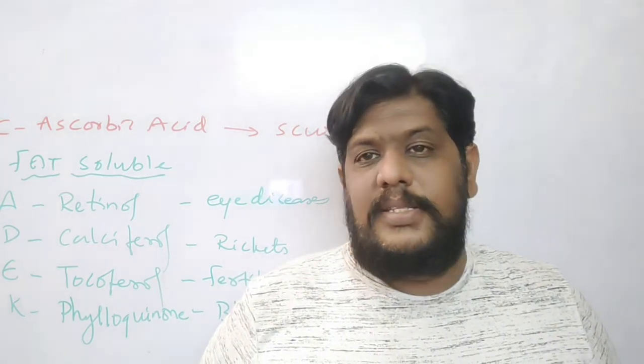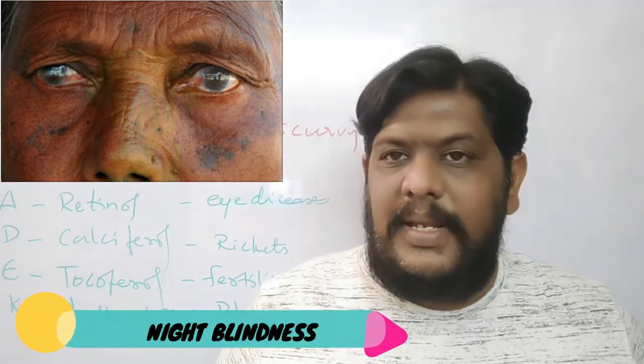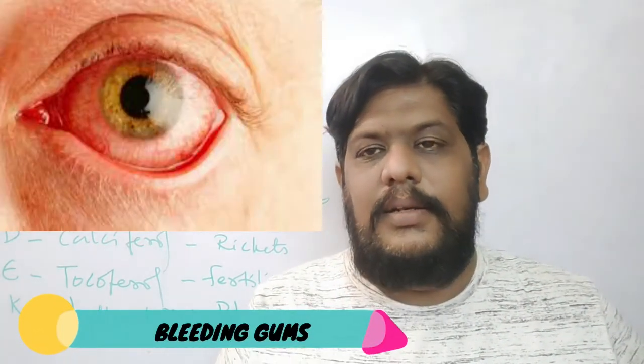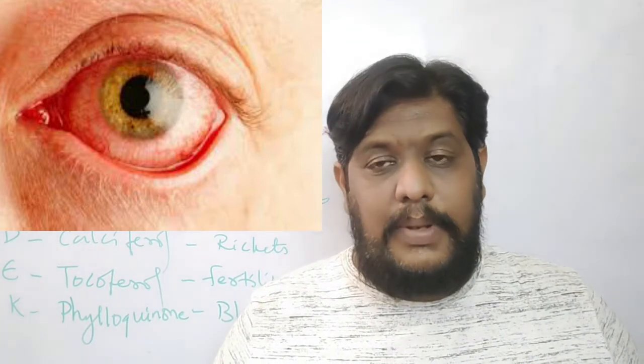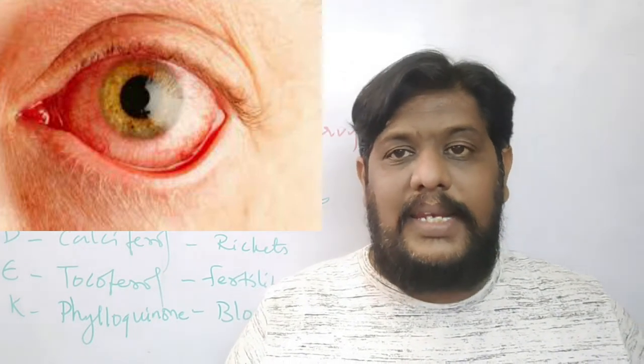So basically you can see a maximum number of eye diseases. One is night blindness. You know what night blindness is? Yes, people are not able to see in the night. The day vision will be fine, whereas in the night they become completely blind. They will not be able to see anything, and that problem is called night blindness.